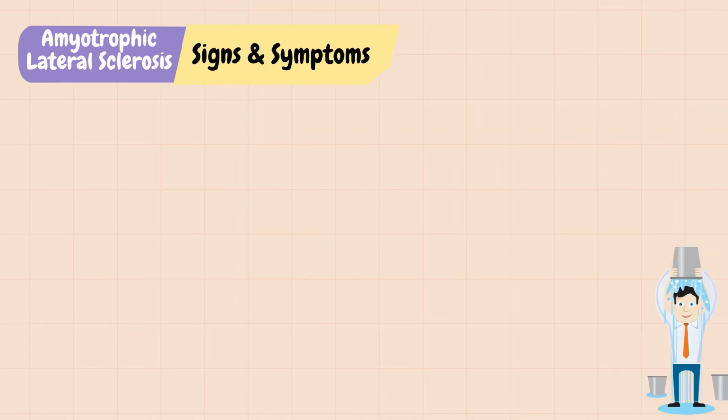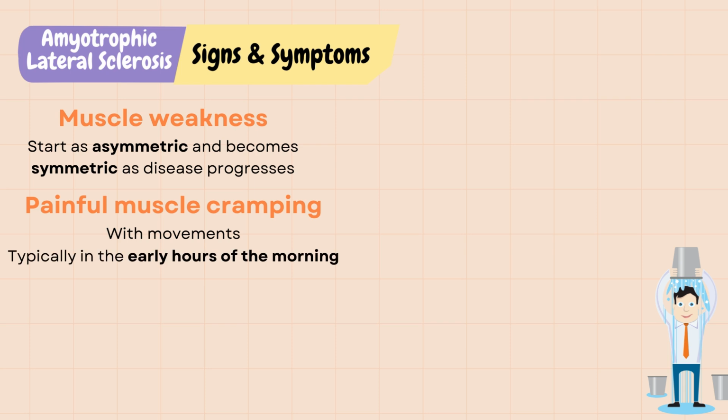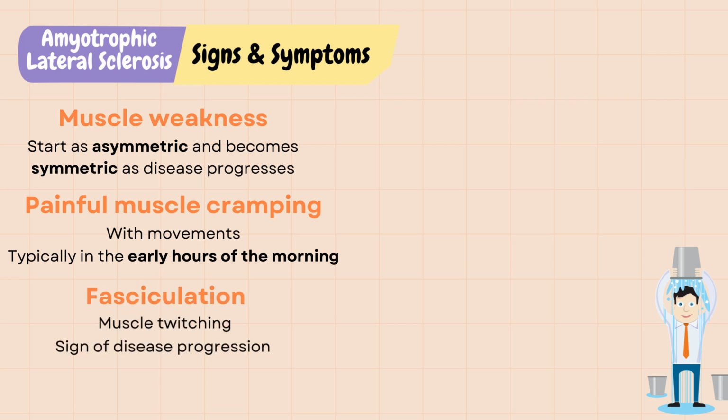Signs and symptoms. ALS affects the upper and lower motor neurons and may manifest the following symptoms. There is muscle weakness that may occur on one side of the body parts and becomes symmetric as the disease progresses. There is also painful muscle cramping with movements, typically in the early hours of the morning. For example, muscle cramping can happen while stretching in bed before getting up. Fasciculation, or muscle twitching, is a sign of disease progression.